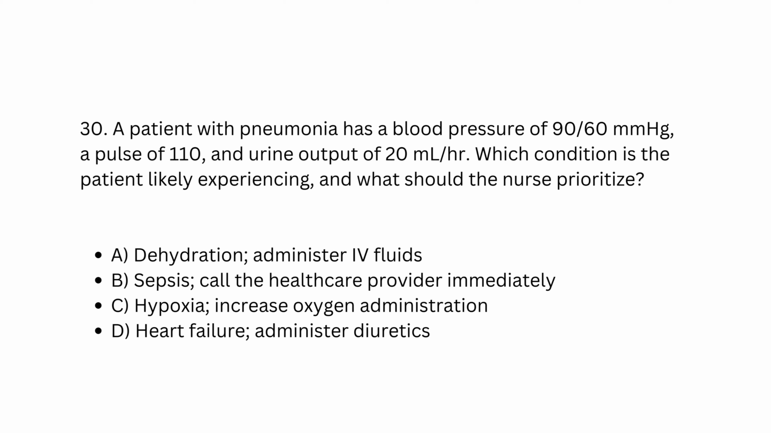30. A patient with pneumonia has a blood pressure of 90/60 mmHg, a pulse of 110, and urine output of 20 milliliters per hour. Which condition is the patient likely experiencing, and what should the nurse prioritize? A. Dehydration. Administer IV fluids. B. Sepsis. Call the healthcare provider immediately. C. Hypoxia. Increase oxygen administration. D. Heart failure. Administer diuretics.